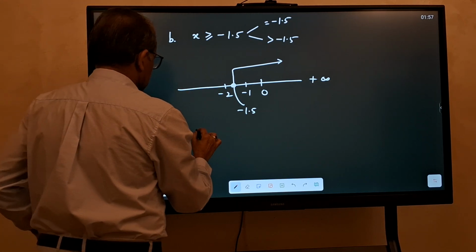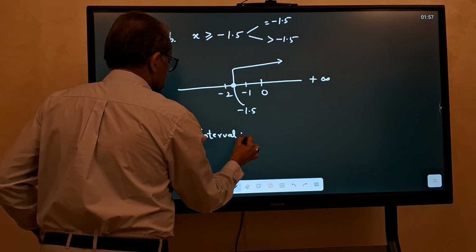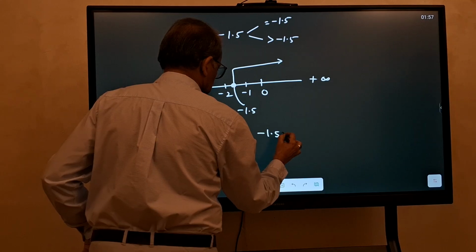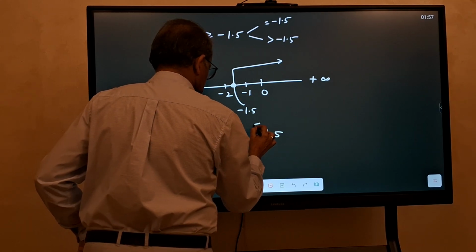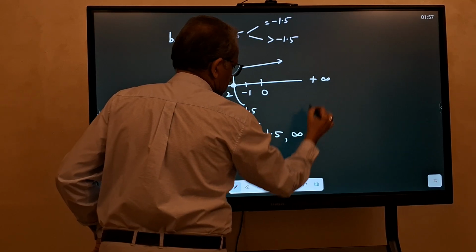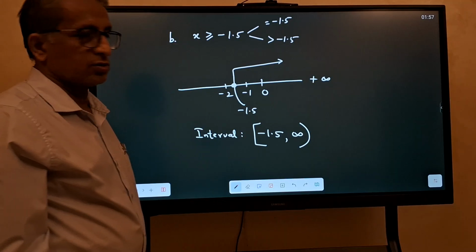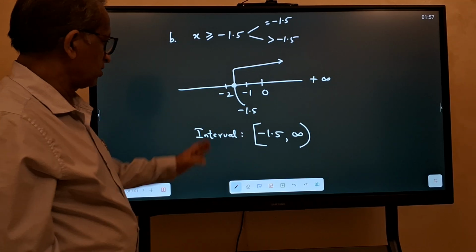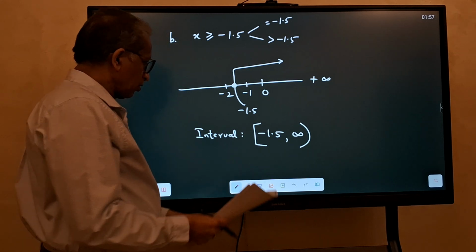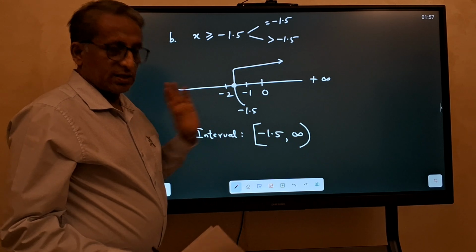Suppose I want to write it in interval notation. Here we have minus 1.5 with a closed bracket, and you are going on the right side, so you go to plus infinity. When it is infinity, you have to use the open bracket. So this is the interval. Always use open for plus infinity and minus infinity.